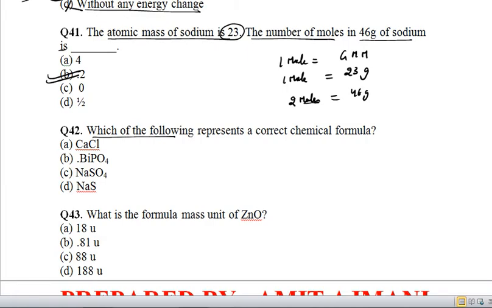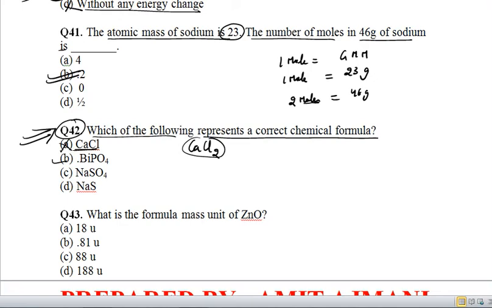Which of the following represents the correct chemical formula? Now this is one of the questions for which I've been asking you again and again to learn the valencies. If you do not know the valencies, you will not be able to attempt this kind of question. First option is CaCl. Now this is a wrong option because the valency of chlorine is 1 and calcium is 2. So the correct formula of calcium chloride should be CaCl2.